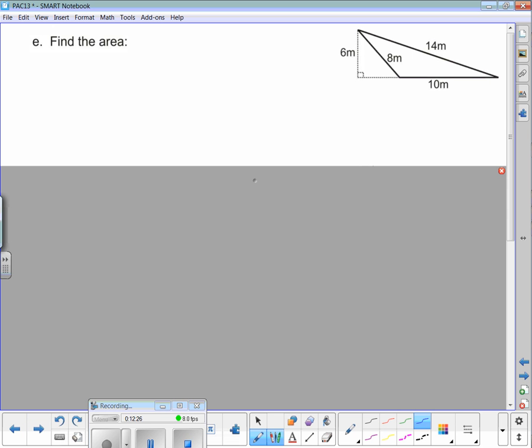Okay, E. Let's start with our formula. Why don't you guys try this one? See what you can do. Go ahead and figure out the area of that triangle. Dotted lines are not part of the triangle. They are lines that are added to help you understand values.